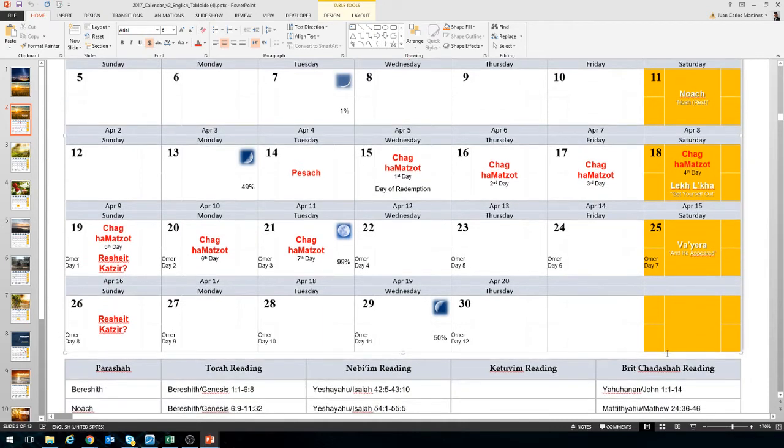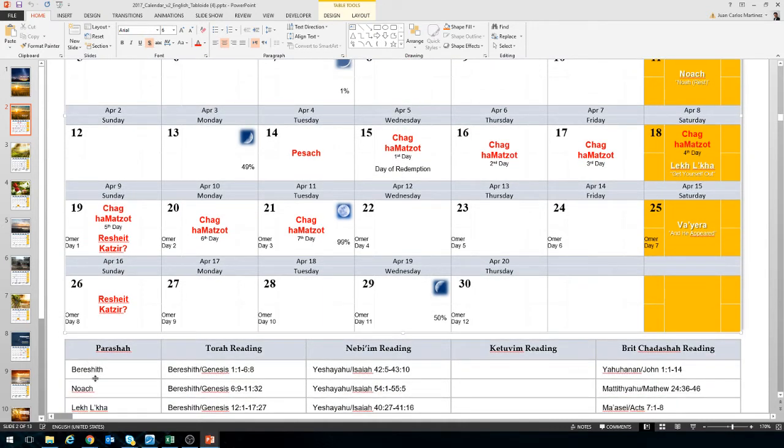And in the table below you have the same information about the portions of the parasha, the portion of the week, and what is the reading in the Torah, the Nevi'im, the Ketuvim, and the Brit Hadashah. You know, there are many other scriptures in the Brit Hadashah. Unfortunately, because of a space limit here, you can see I wasn't able to include all of them.